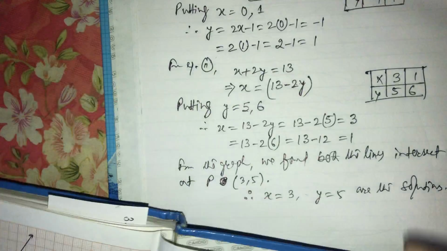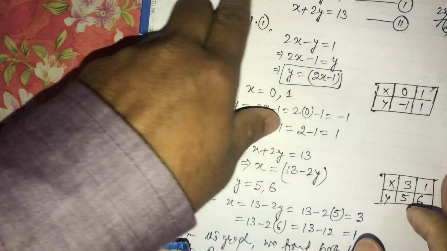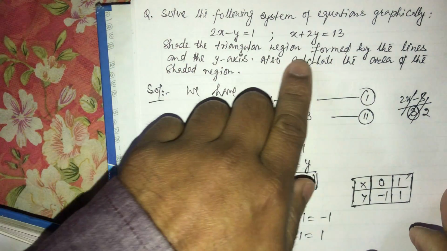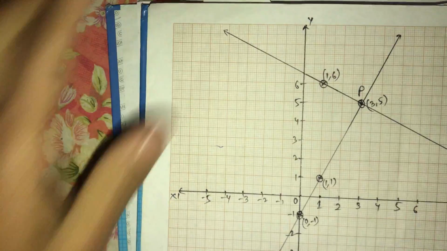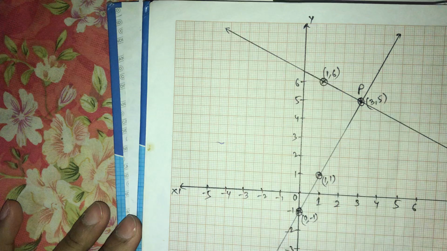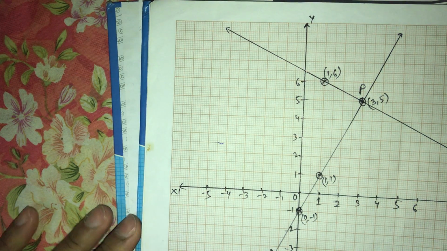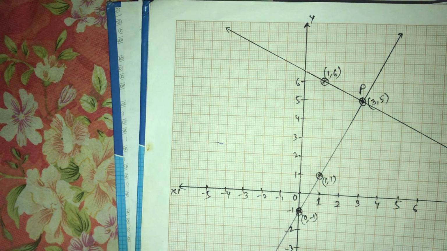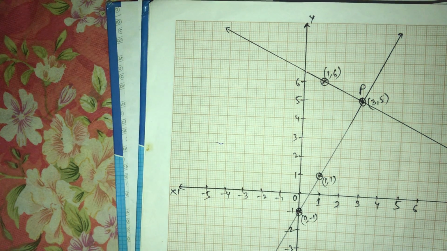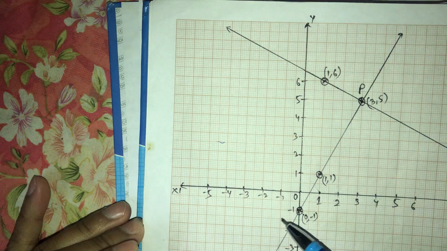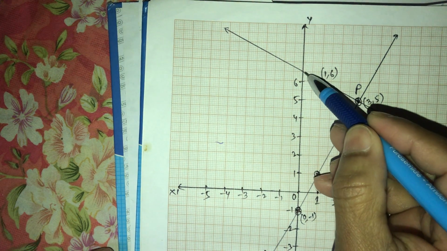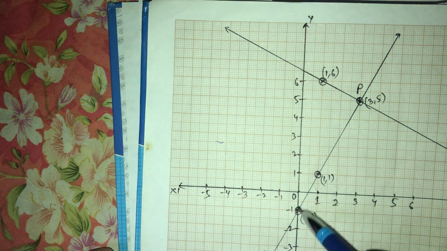Now if you see the question, the next part was: shade the triangular region formed by the lines and the y-axis. Now go to the graph again. See, these are the two lines which we obtained from those two equations, and they say the triangular region between these two lines and the y-axis. Look here, the y-axis is this one. So clearly the triangular region is this one. See, this is the triangular region.